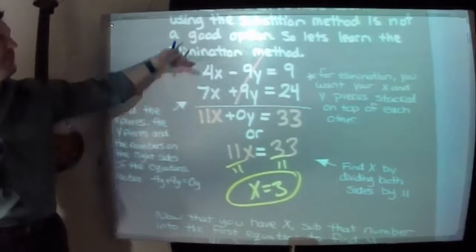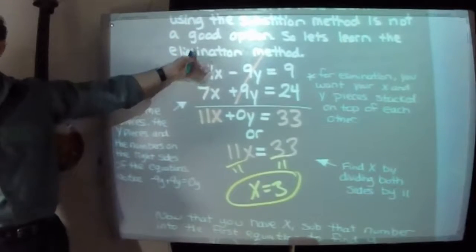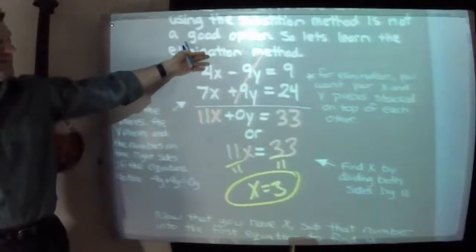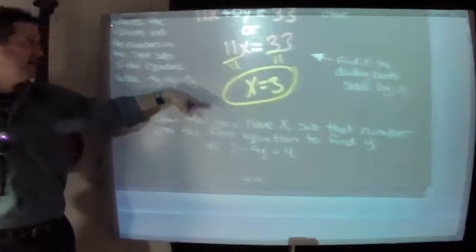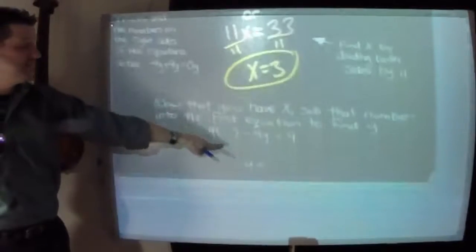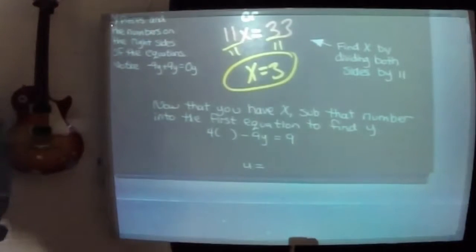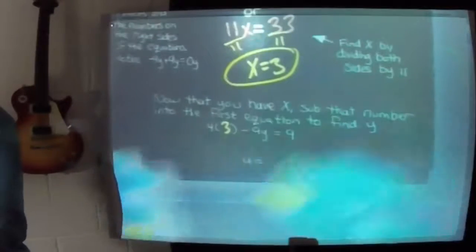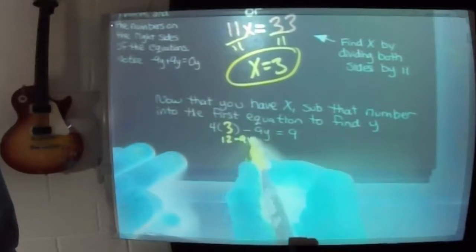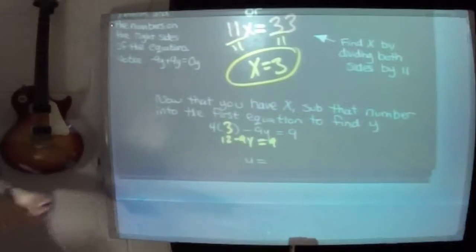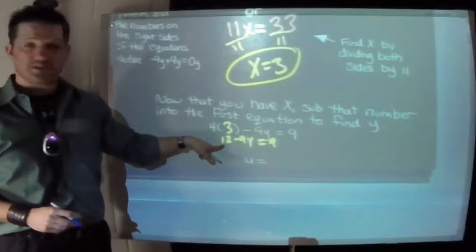Substitute a 3 in. I'm just going to come back to the top one because these are both ugly equations. I'm throwing the X out and putting a 3 in its spot. So 4 times 3, 12. So 12 minus 9Y equals 9. We probably need to minus 12 on both sides.